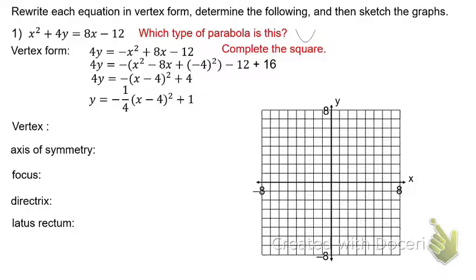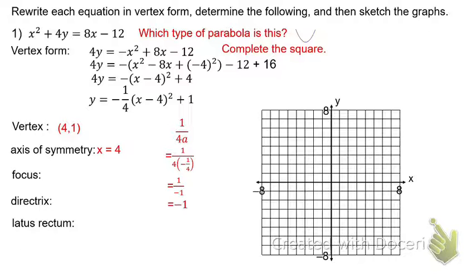In this form, we can take the h, k. The opposite of that parentheses is going to be my h, and then the k at the end, in which case this vertex is going to be sitting at (4, 1). The axis of symmetry would go through this vertex, in which case x equals 4. Now to find the focus and the directrix, I need to do my 1 over 4a piece. 1 over 4 times, and I look at my vertex form, it's negative 1/4. 4 times negative 1/4 is going to be negative 1, and 1 divided by negative 1 is negative 1.